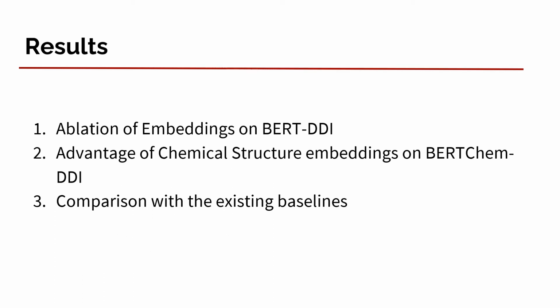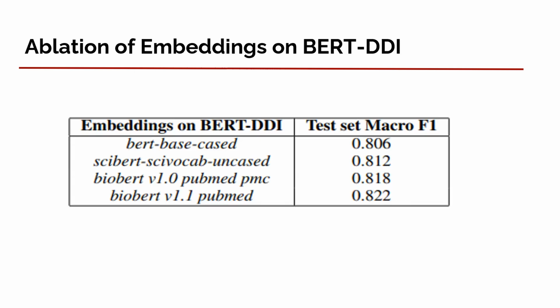During the results analysis, we are doing three kinds of ablation study. One is how much the different contextual embeddings have an effect from the textual corpus. Then we look into how much this chemical structure representation helps after augmenting in our proposed method. And finally we compare with the existing baselines proposed in the literature.